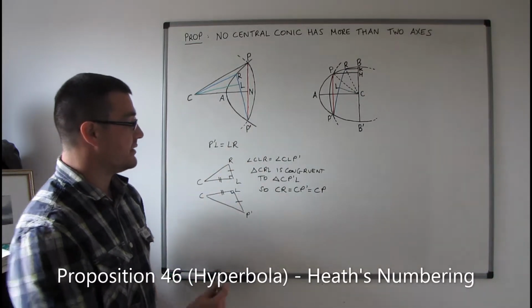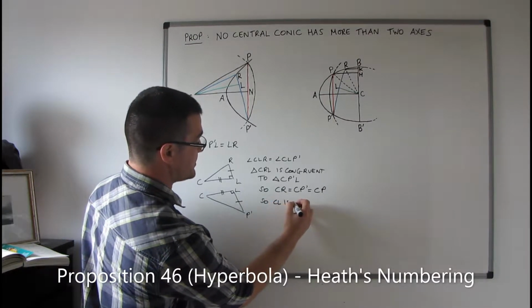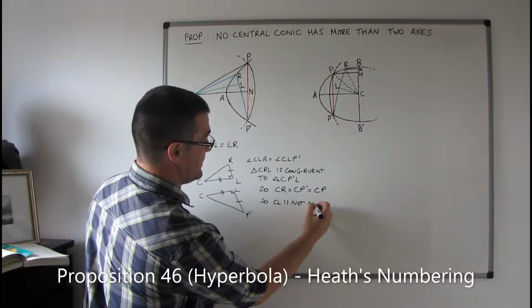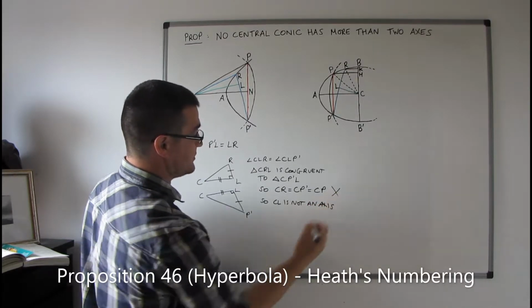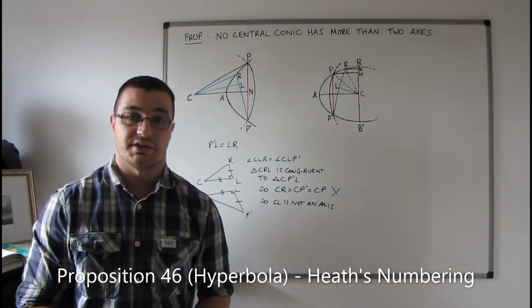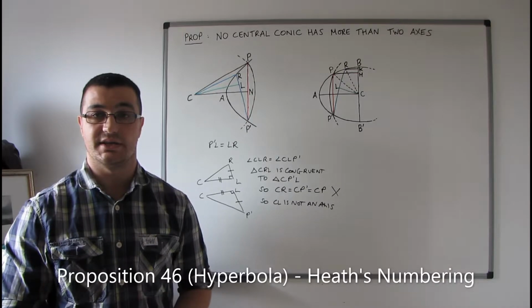It's therefore CL is not an axis. So that's the contradiction right there. That finishes the case for the hyperbola, so I'm going to move on now to the case for the ellipse.